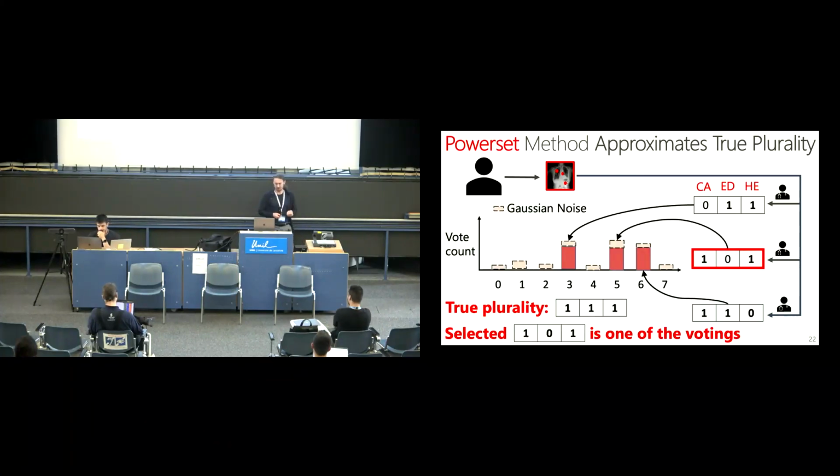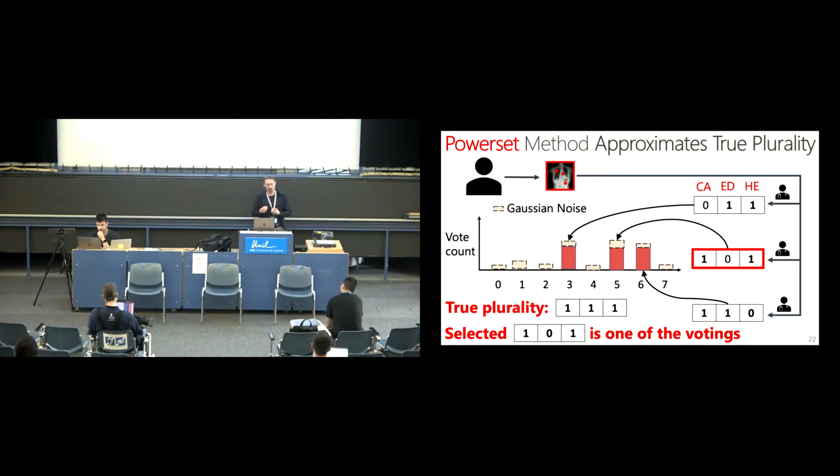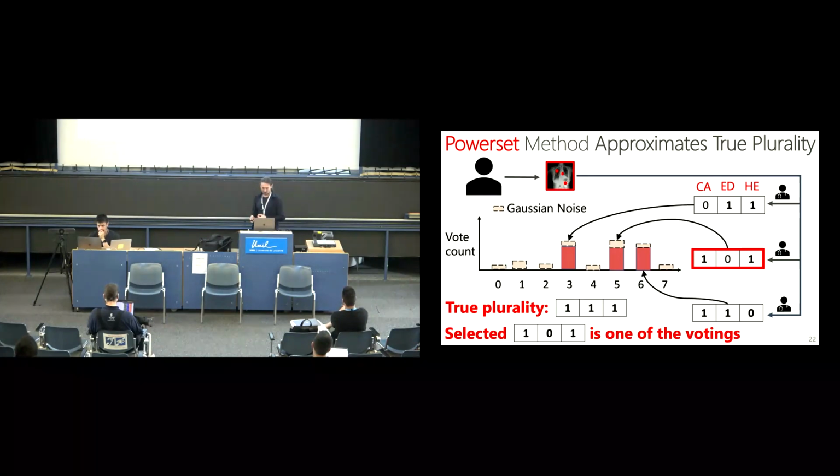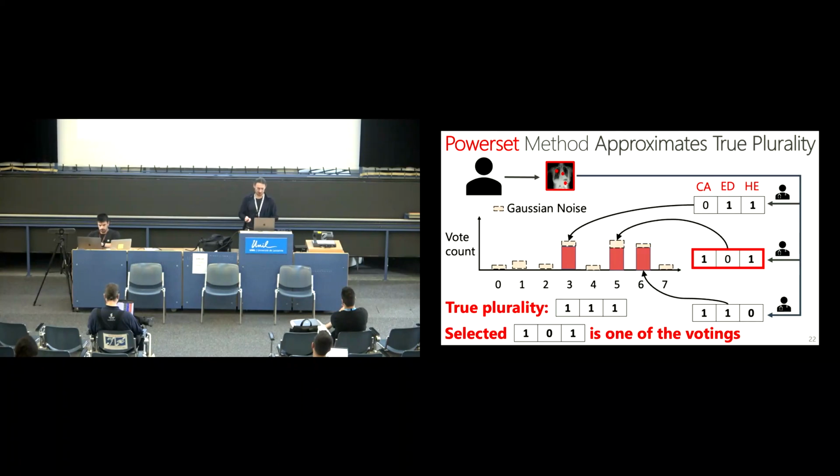However, the power set method is only approximate to plurality. In this case, we observe once again that we have different votings from each of the answering parties, and then we don't return true plurality. Finally, the selected labels in this case are 101, which are actually present in one of the answering parties. Because each party votes for a different class, the final answer depends on how much noise we add on top of the vote counts for each class. So in this case, we select class 5, but there's only one vote for this class.